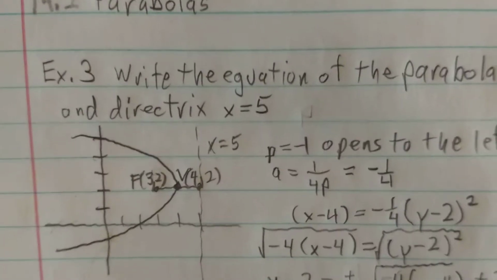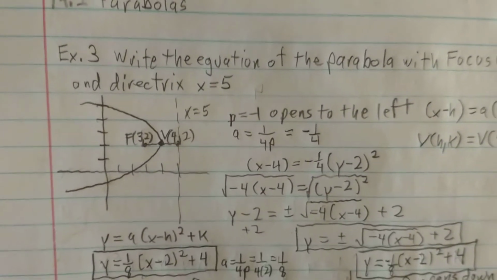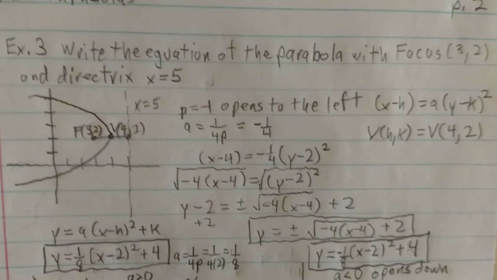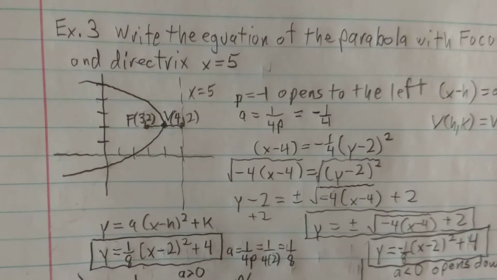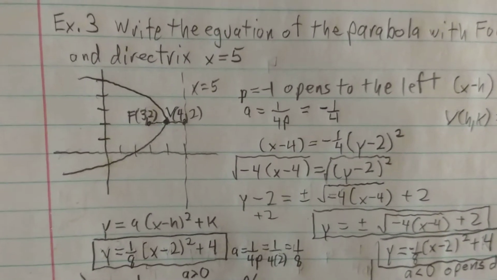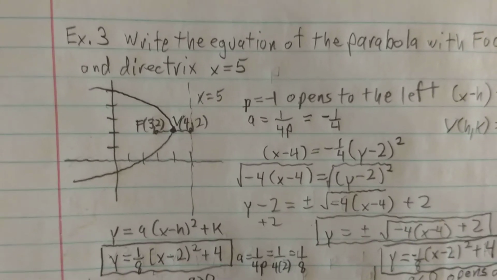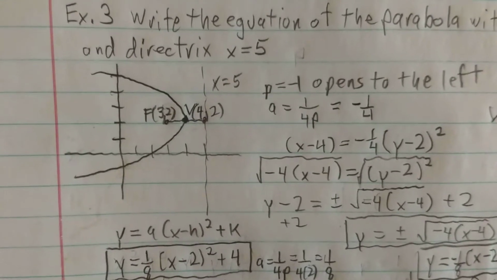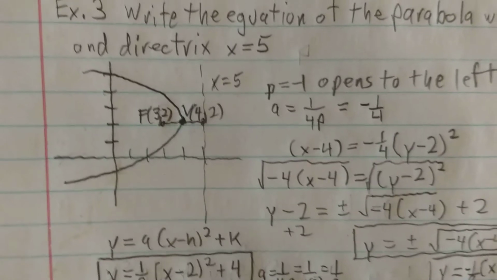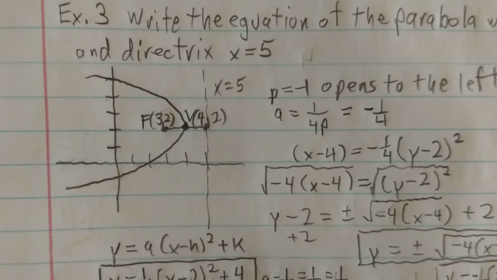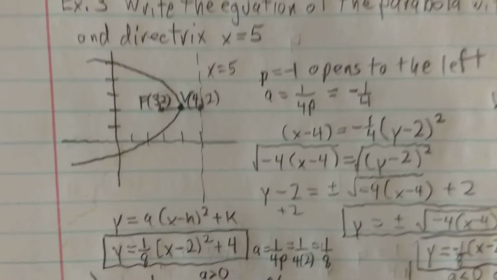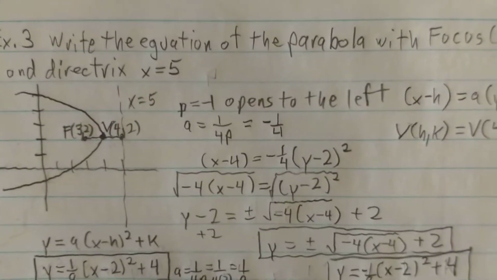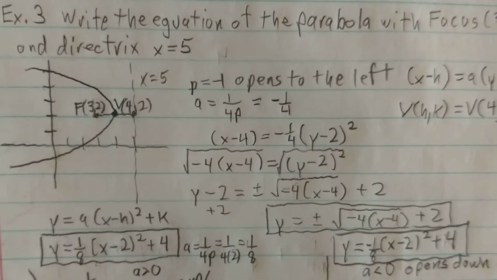Now for example 3, we want to write the equation of the parabola with focus (3, 2) and directrix x equals 5. So now this is showing us that we can open left or right, which we usually hadn't done before with parabolas. We usually just had them open up or down. So with a -p here, we're going to open to the left.